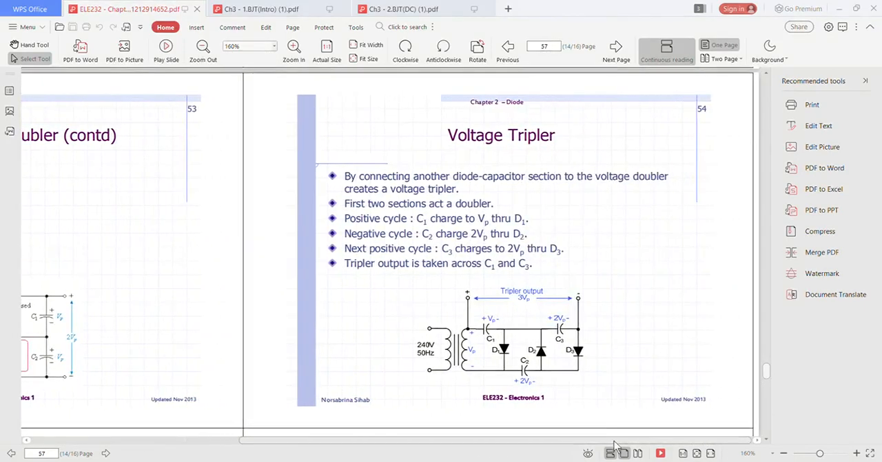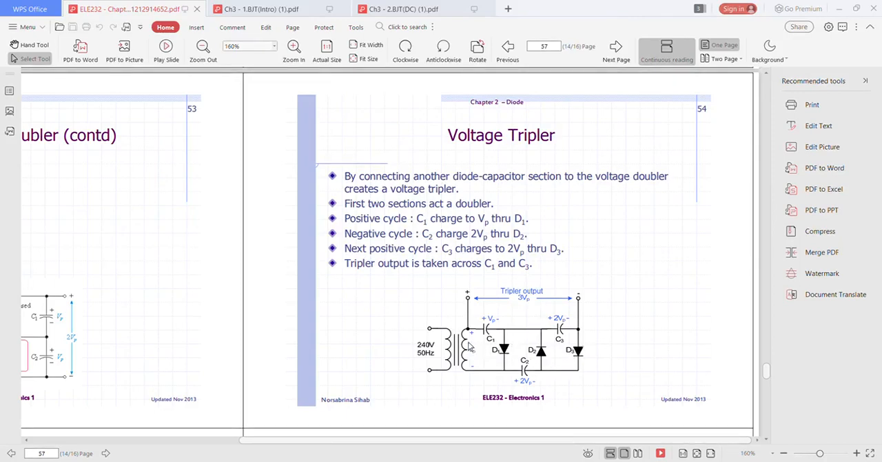Alright, so now we go on to the next slide, which is voltage tripler. By connecting another diode capacitor section to the voltage doubler creates a voltage tripler. Okay, so first two sections act as a doubler. During this, this is the first diode, D1, D2 and D3.